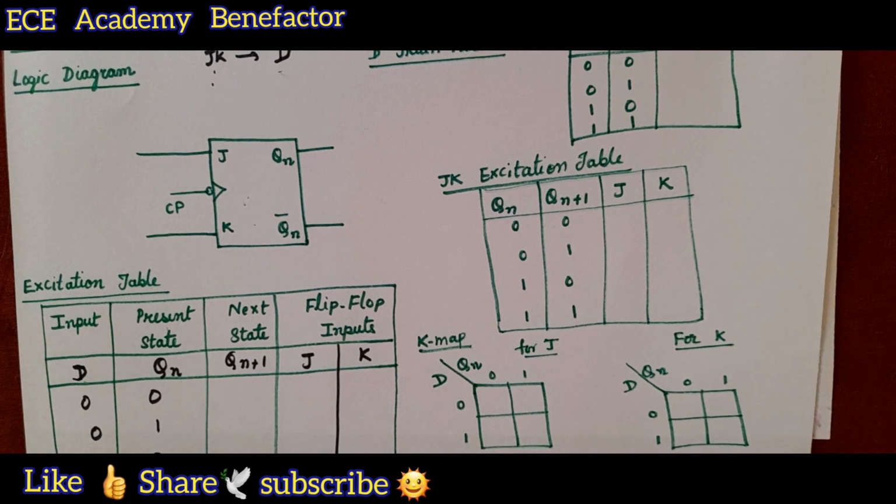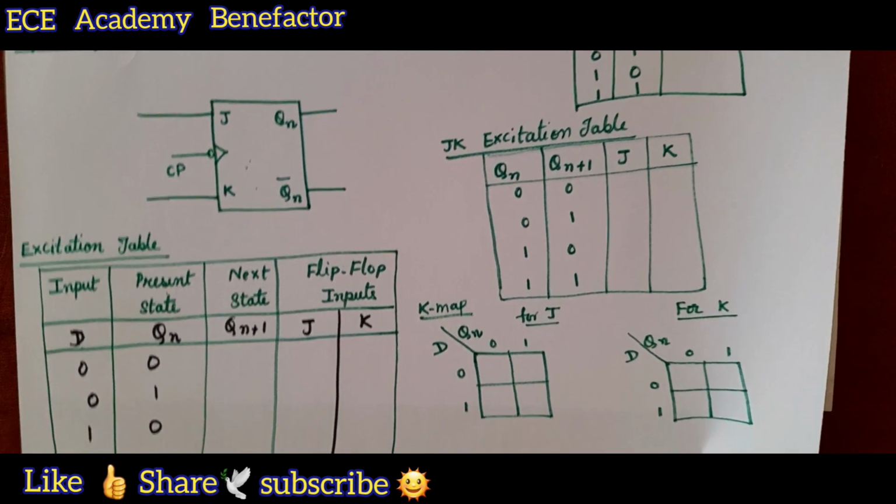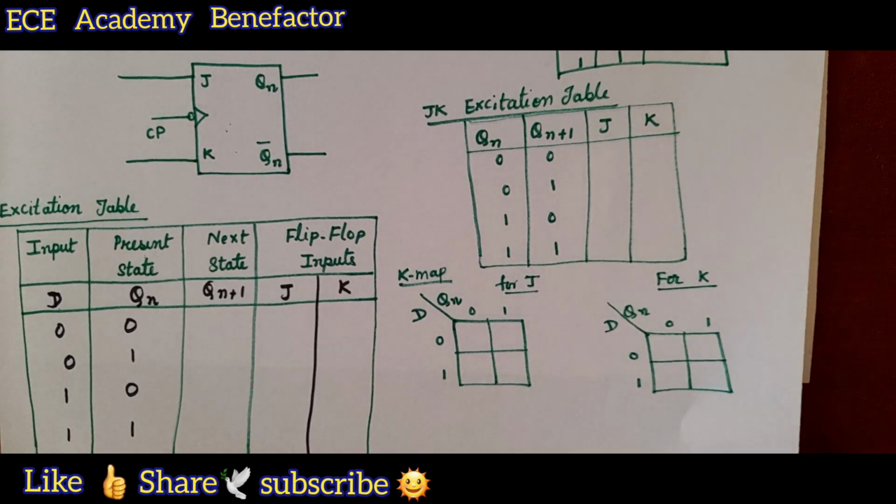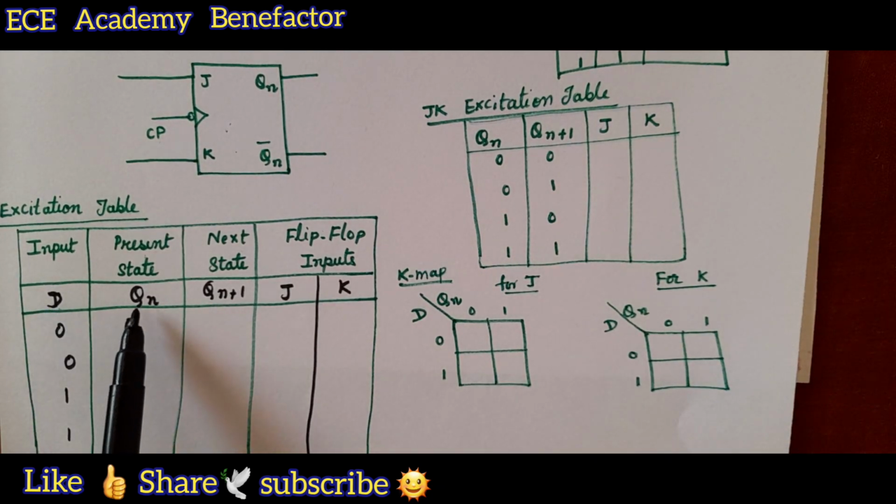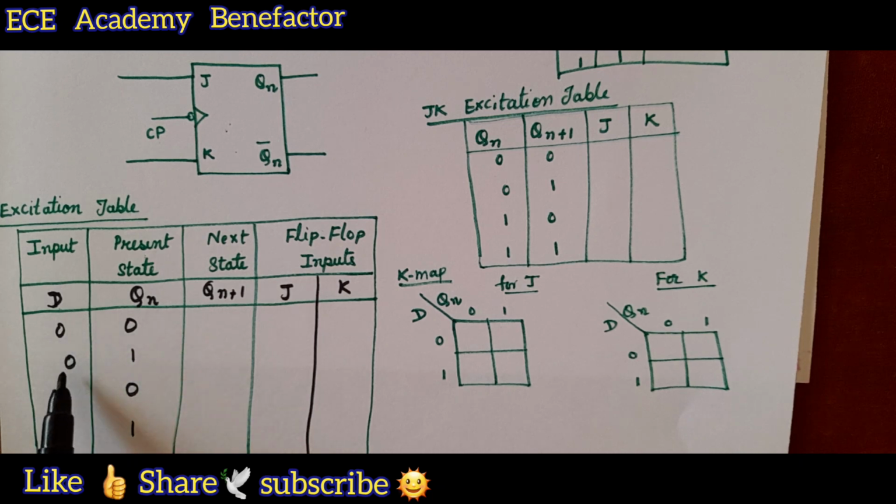Now, we need to fill this excitation table. So, we have written the 4 binary combinations for the first 2 columns, that is D and Qn. So, D and Qn we can write as 0 0, 0 1, 1 0, 1 1.